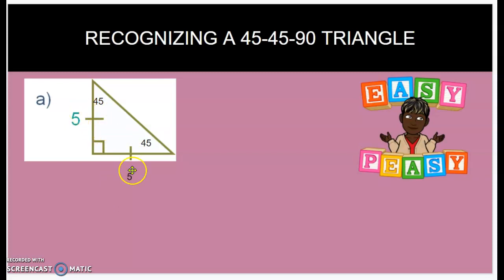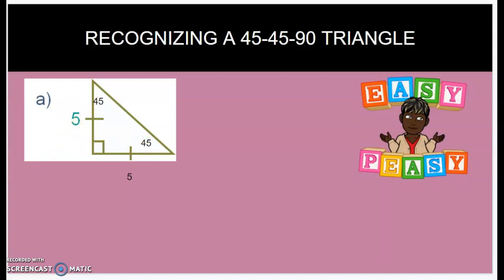And anytime you have an isosceles right triangle, the two acute angles are both going to be 45 degrees. So that's a 45, 45, 90 triangle. It's talking about the measure of the angles. Okay, but we need to be able to recognize our 45, 45, 90 triangle. We could recognize it by the markings.